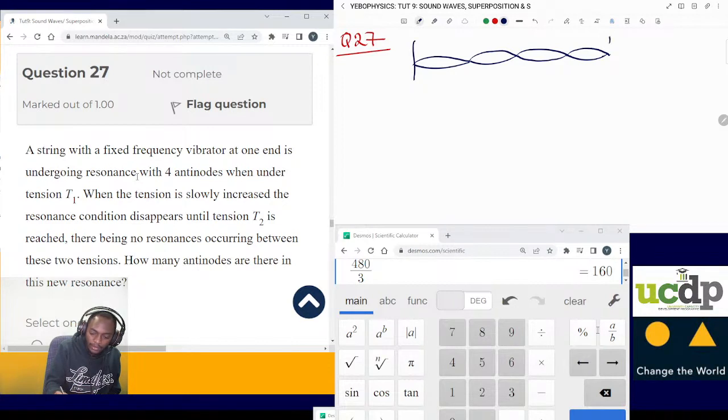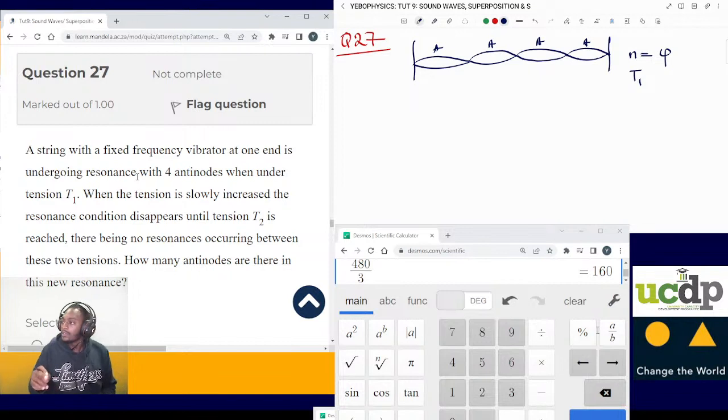So it's fixed there as well. So antinode, antinode, antinode, antinode, and n is equal to 4 at T1. Okay, at T1. So then what do we do next?